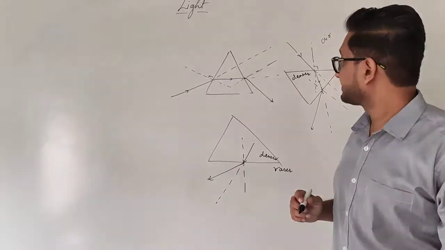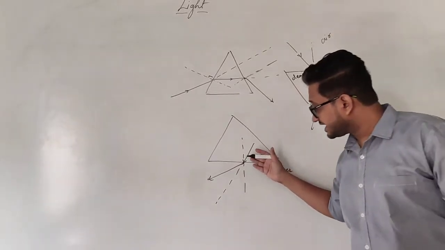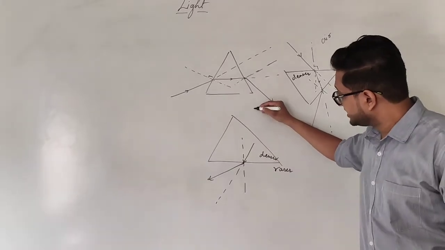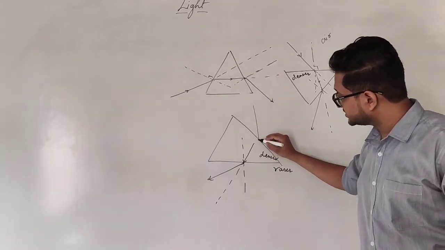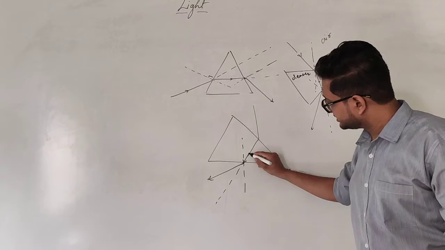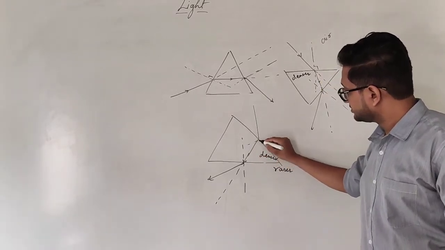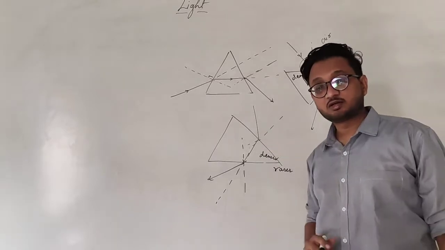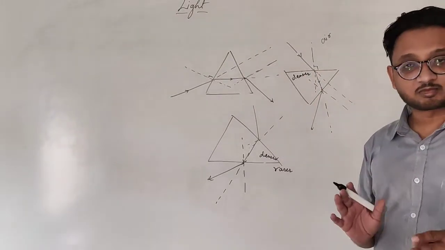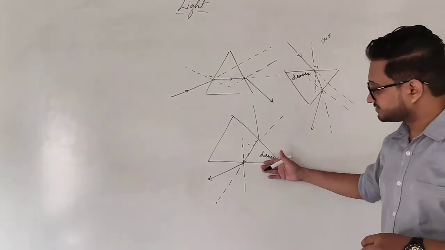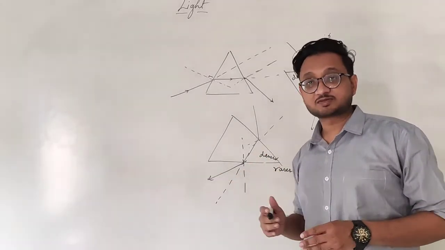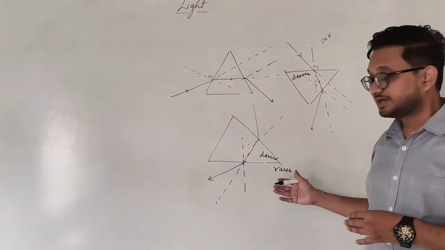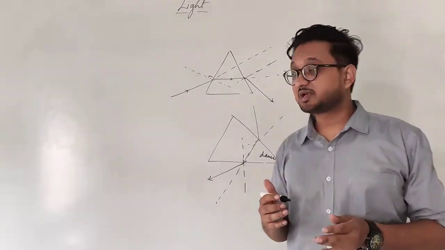On this surface, what happens? It is entering from a denser to a rarer medium. So this is what happens when you see from this perspective, the ray of light is going this way. This is the normal like this, and in this case, when it is exiting from the other side, it is bending or changing its path away from the normal because it is going from a denser to a rarer medium.